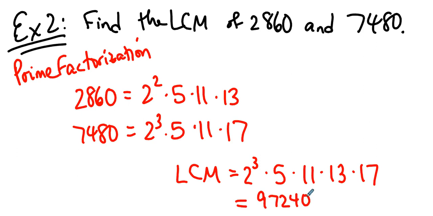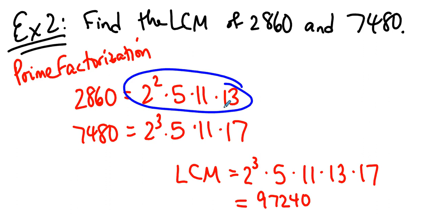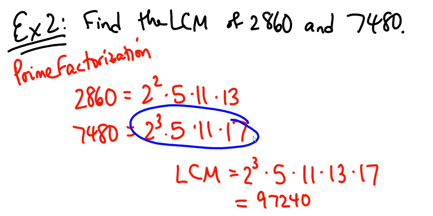97,240. We were not going to figure that out easily by writing out the multiples of those numbers. So just to make sure, take a look here, make sure that in the least common multiple, there are 2 factors of 2 and a 5 and an 11 and a 13. There are. Then take a look here. Make sure that in the least common multiple, there are 3 factors of 2 and a 5 and an 11 and a 17. There are. And so this is, in fact, the least common multiple.